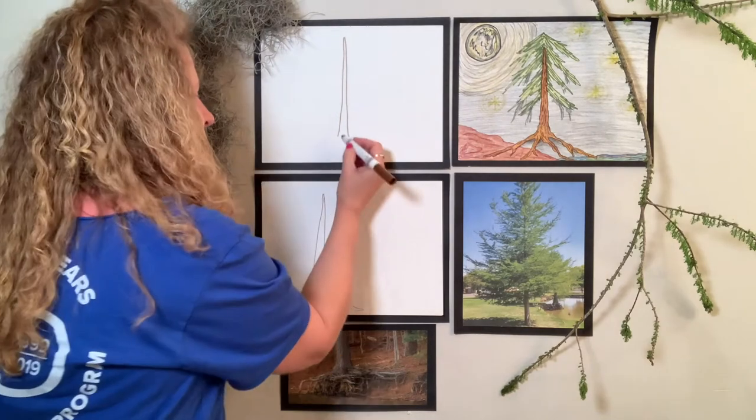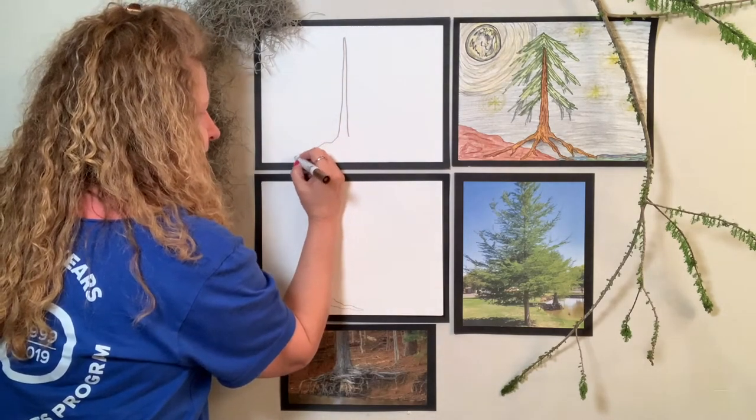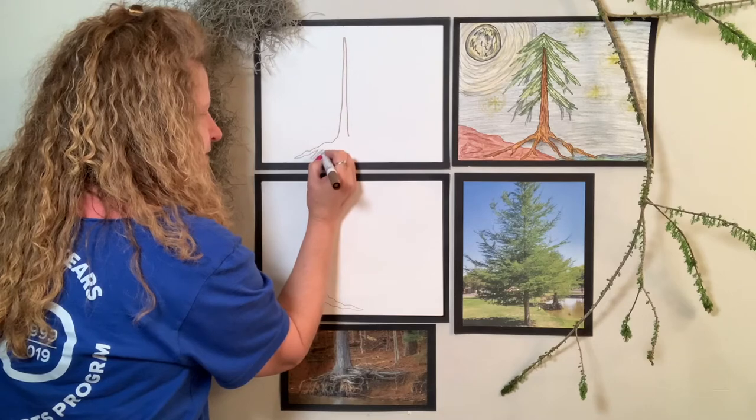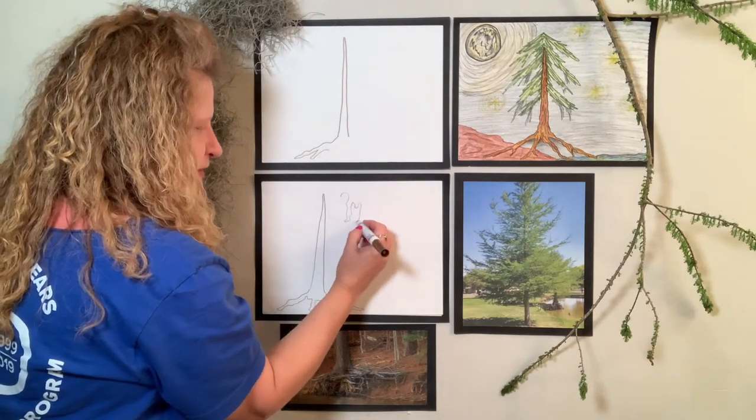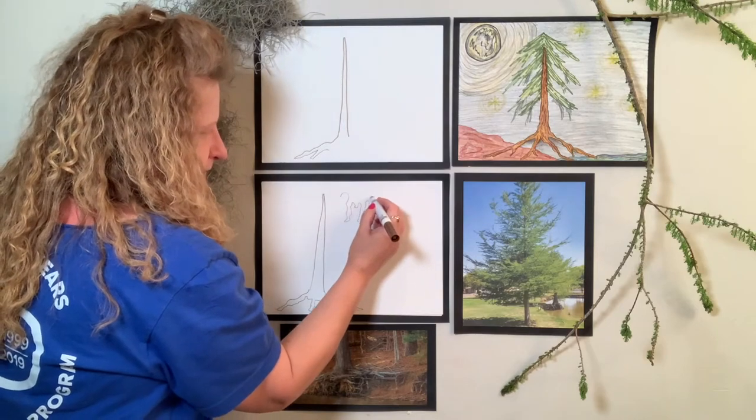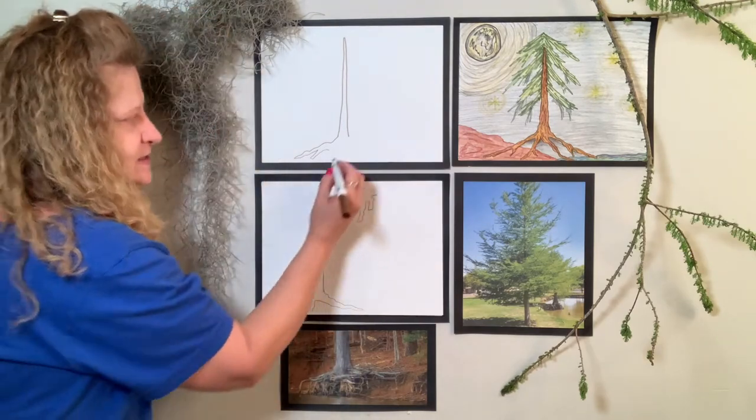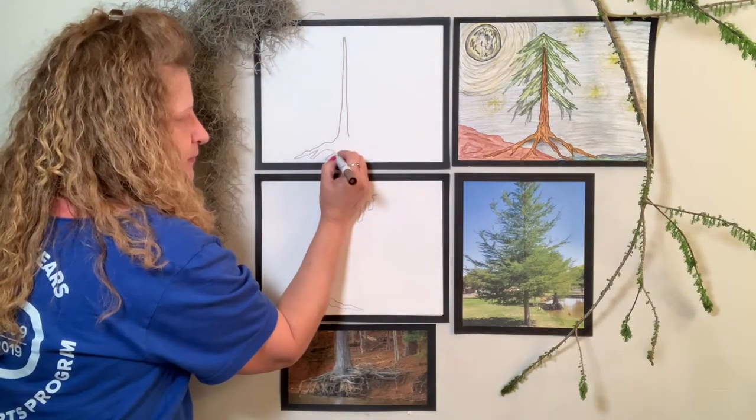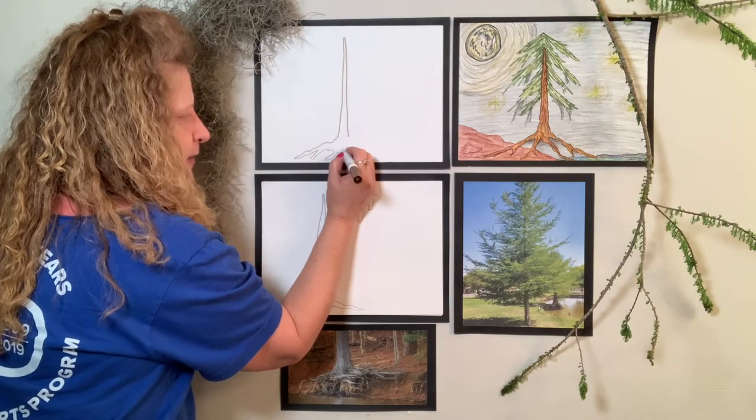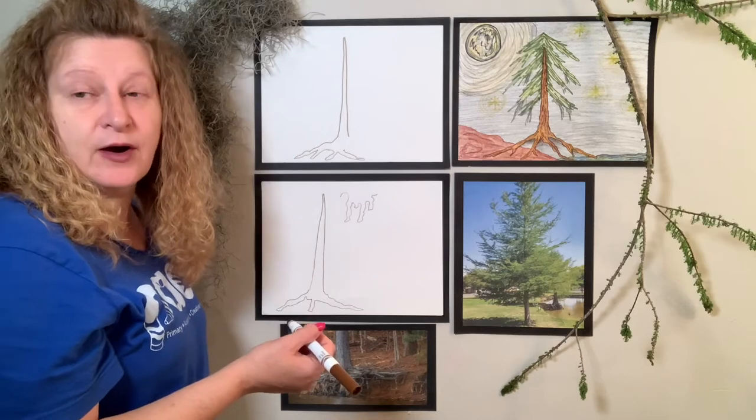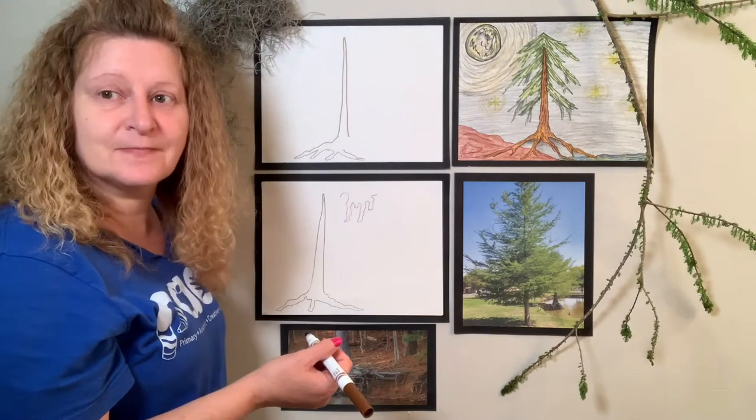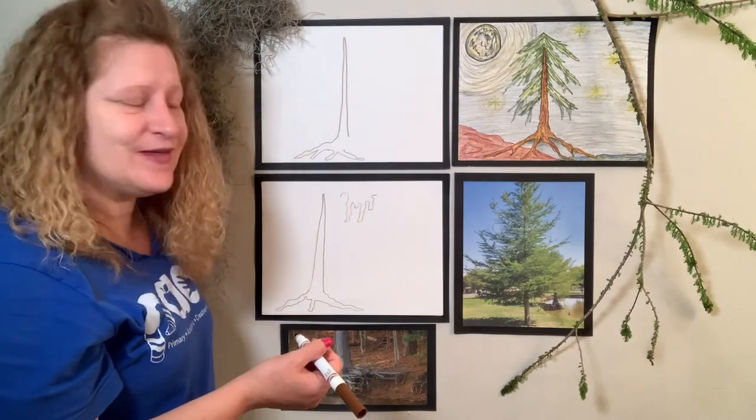Good job. And then let's, using our wavy line, and notice how Miss Jennifer's just making it go any kind of way that I want, make the roots of my tree. Now, boys and girls, why are roots important on a tree or a plant? I heard you answer that.